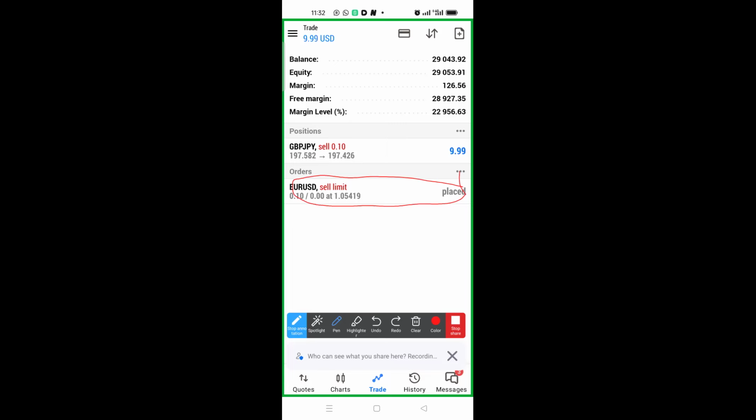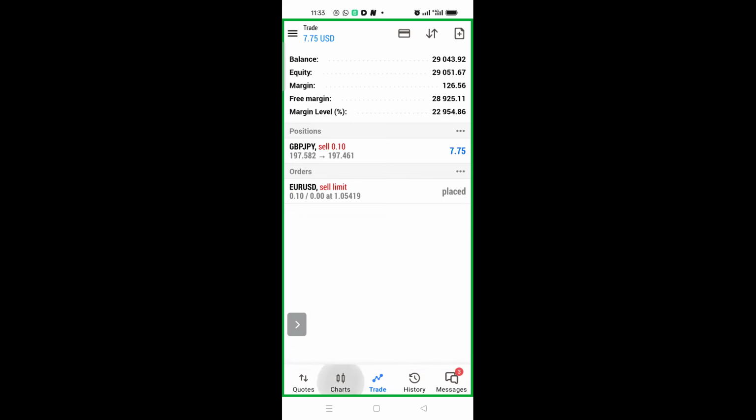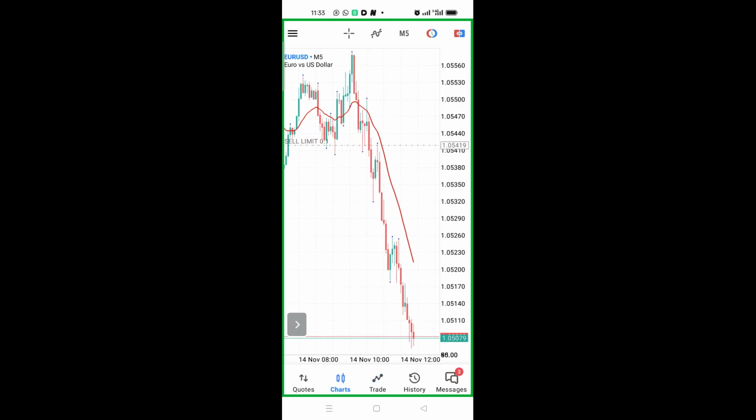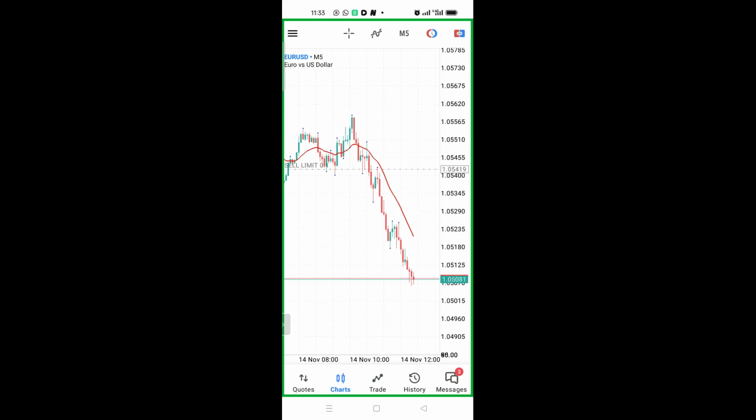So when you're doing your analysis, make sure that there is take profit and stop loss. For this one, I did not put take profit and stop loss, but if I want to, it's as simple as this. I can easily put it. So let's go to the charts. Now, this is the trade here.